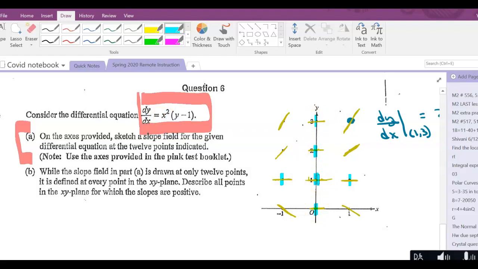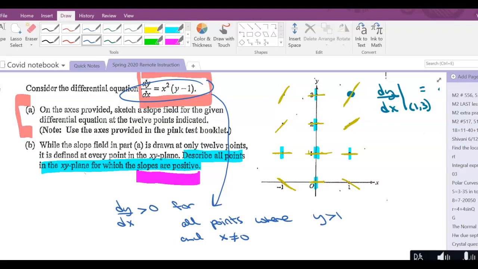All right, very good. Part B: while the slope field in part A is drawn at only 12 points, it is defined at every point in the xy plane. Describe all points in the xy plane for which the slopes are positive. I'm going to pause you there, and you're going to tell me in words, how would you describe all the points in the xy plane where the slopes are positive, or where dy dx is positive? Go ahead and try that one.